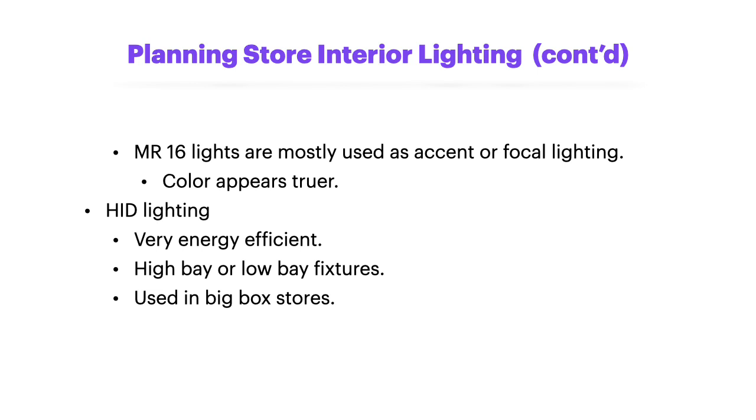MR16 is a form of incandescent lighting, mostly used as accent or focal lighting. Colors appear truer under MR16 bulbs. HID lighting is very energy efficient. It is best used in areas where the ceiling is at least 15 feet high. Referred to as high bays and low bays, this lighting source is often used in big box stores. Many of the factory stores within the Ontario Mills Mall house the high bay and low bay lighting source.